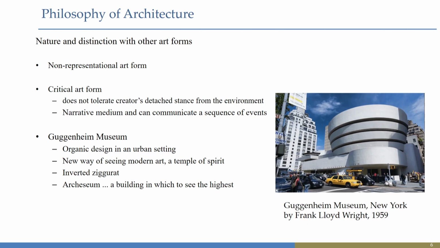Architecture will not tolerate such a detached stance of the architect, because then it will be of no use. The building is for a certain purpose, and if the creator or the architect is not aligned to that purpose, then it is not really architecture. So, it is a critical art form in the sense that it does not tolerate the architect's detached stance from the environment. Take, for example, music.